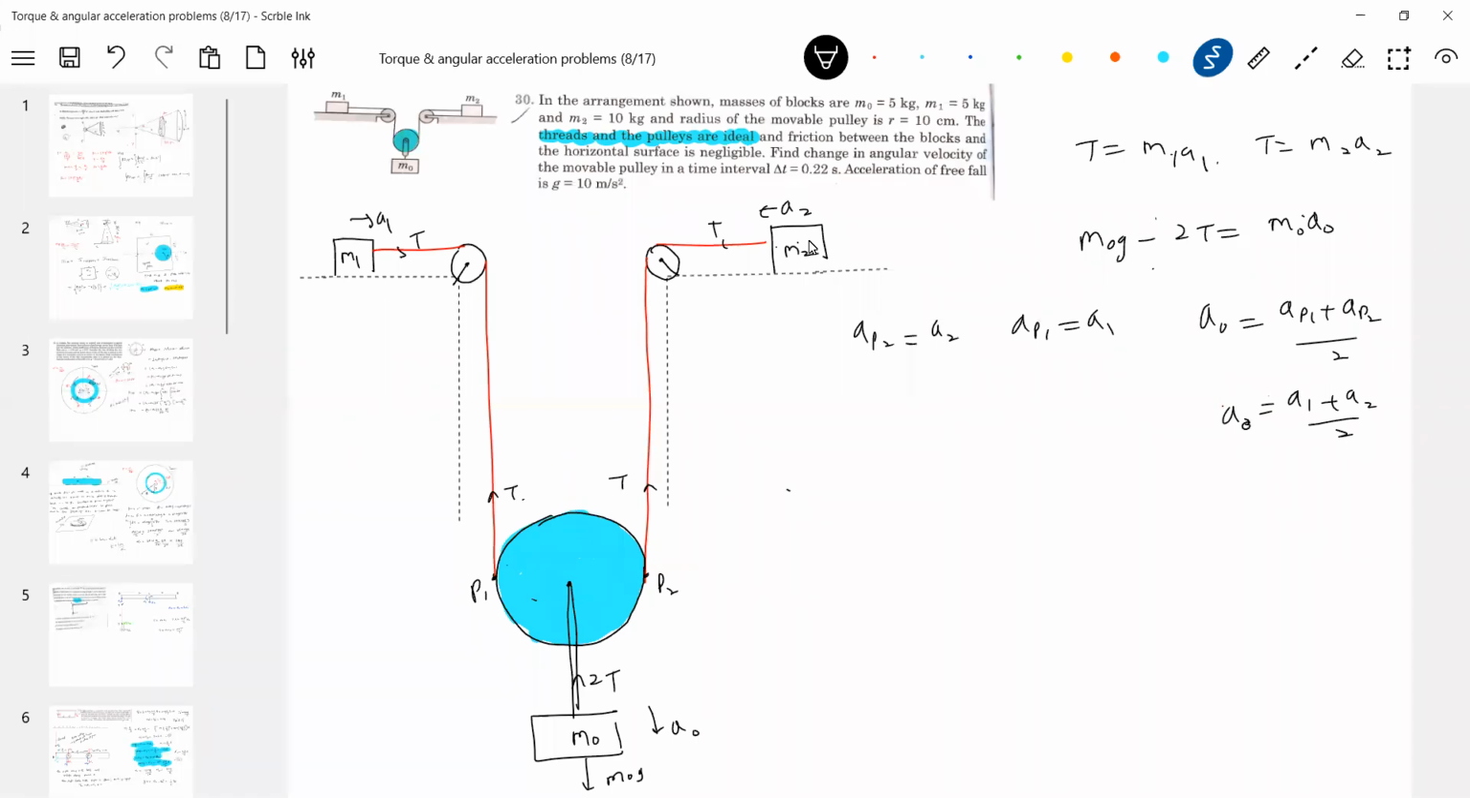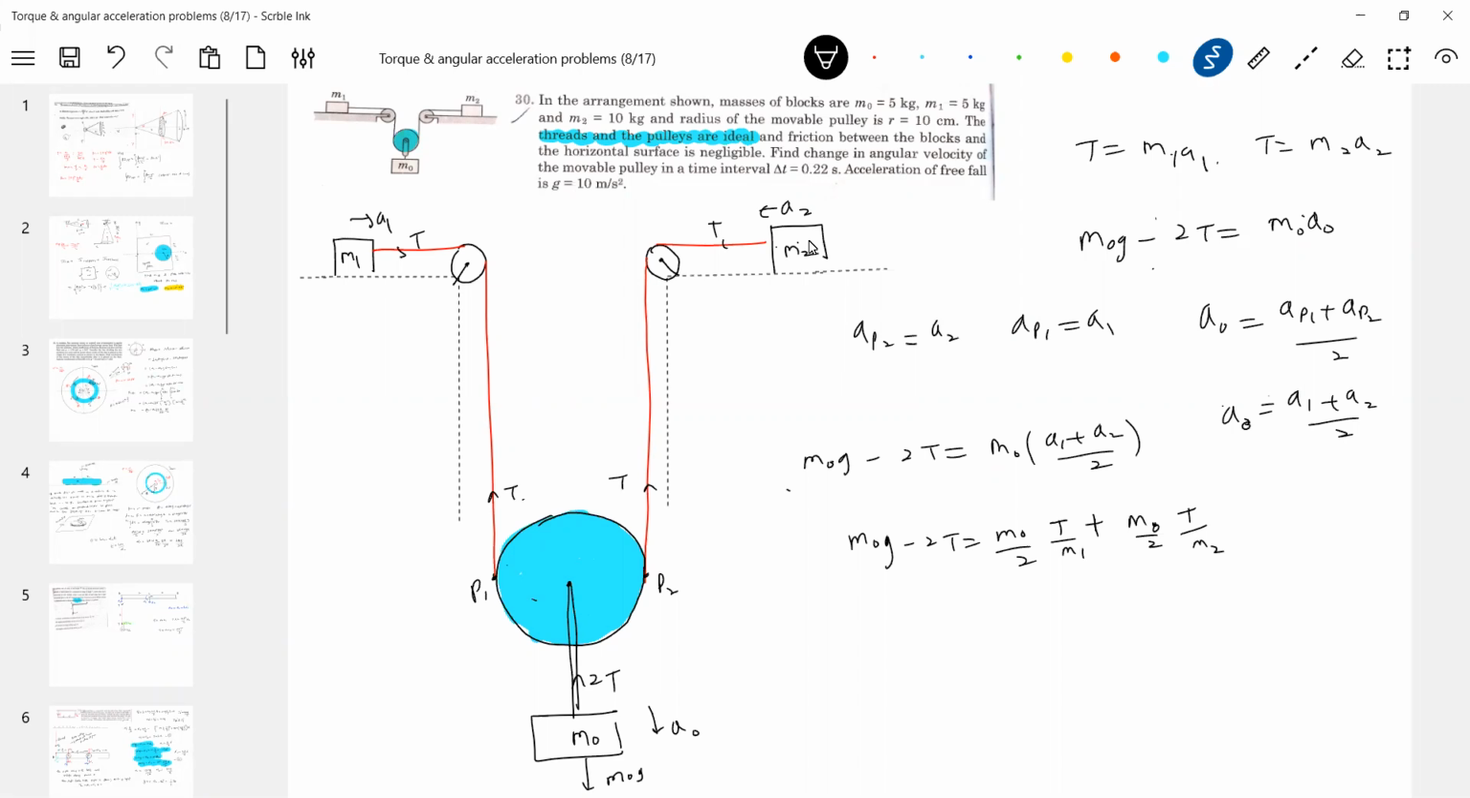Now can we solve for A1? So let me put all the things together. M0 G minus 2T is equal to M0 A0, which I'll write as M0 times (A1 plus A2) by 2. Substituting A1 as T by M1, M0 G minus 2T equals M0 by 2 times T by M1, plus M0 by 2 times A2, which is T by M2.